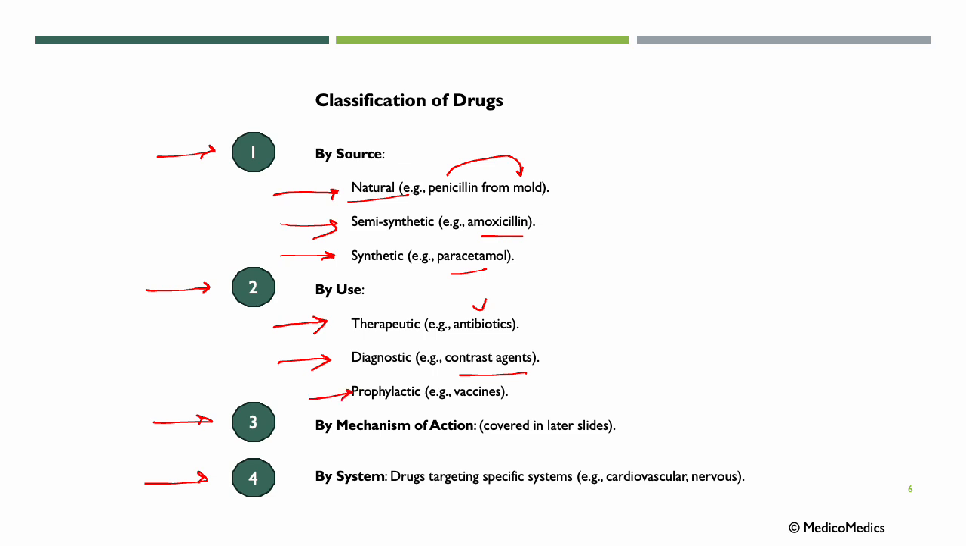And we have prophylactic, like vaccines. So drugs or agents administered to prevent diseases or infections before they occur, by enhancing, for example, immunity or reducing risk factors. We also have by mechanism of action, but this is covered in later slides and lectures. Finally, by system, so drugs targeting specific systems, whether it's the cardiovascular system or the nervous system, etc.